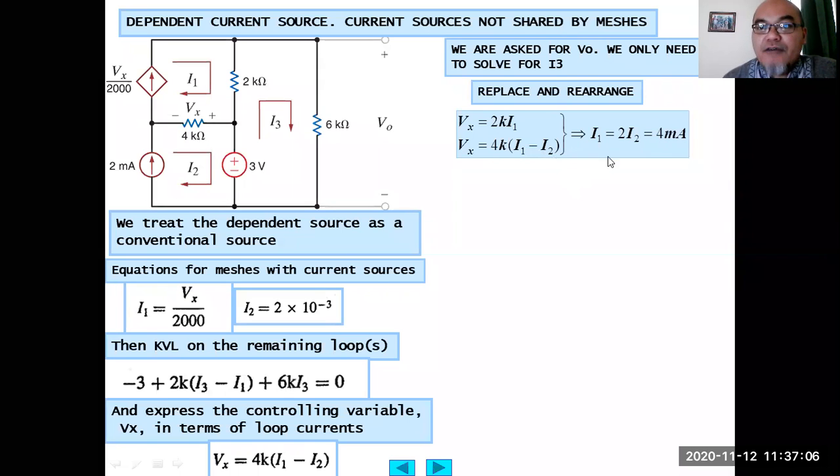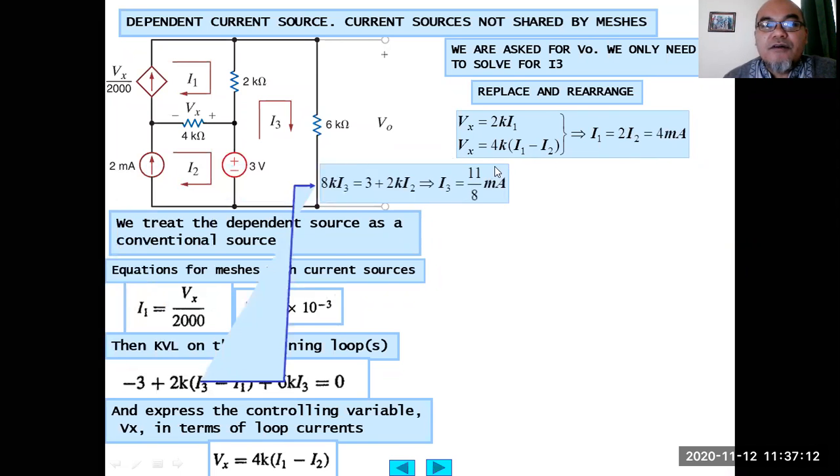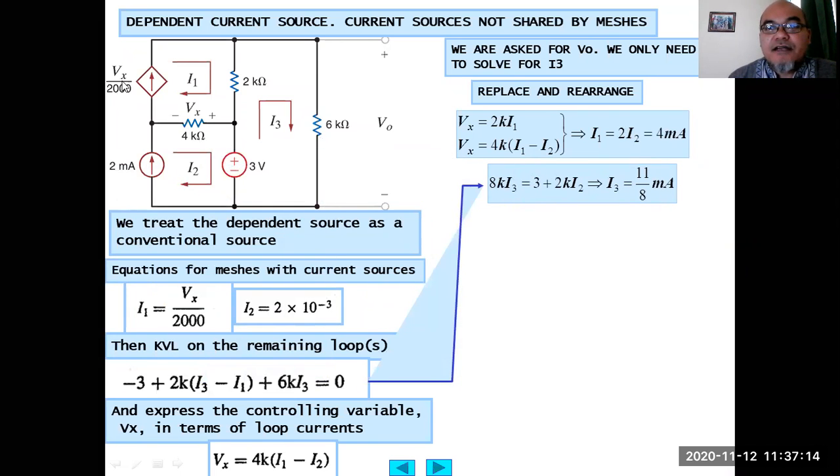Then I1 equals 2 I1 minus 2 I2, and we obtain I1 equals 4 milliampere. So this is Vx divided by 2000. Based on this, we can obtain the I1 value and I2 value. Using the third loop mesh, we put into this equation, then we obtain I3 equals 11 over 8 milliampere. So we can calculate the output, 6k times I3, and we obtain 33 over 4 volt. Okay.